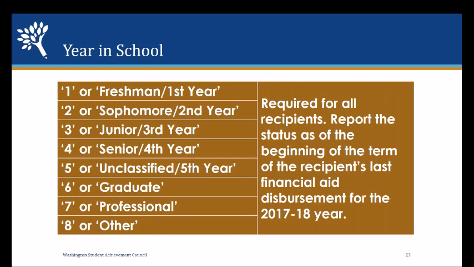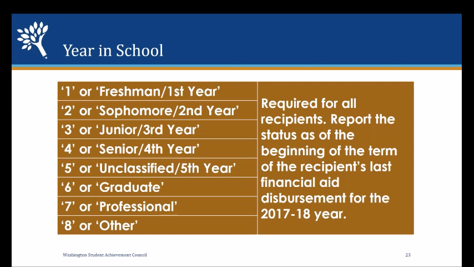When you report year in school, 1 is freshman or first year, 2 is sophomore or second year, 3 is junior or third year, 4 is senior or fourth year, 5 is unclassified or fifth year, 6 is graduate, 7 is professional, 8 is other. It's required for all recipients, and this is an important piece.